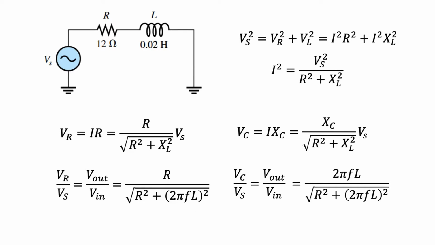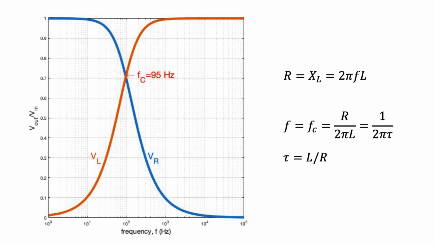Now let's plot V out over V in as a function of f to take a look at the frequency response. Here's the result of graphing the output voltage normalized to the input voltage. VR, the blue line, corresponds to the output voltage across the resistor, while VL, the orange line, corresponds to the output voltage across the inductor.